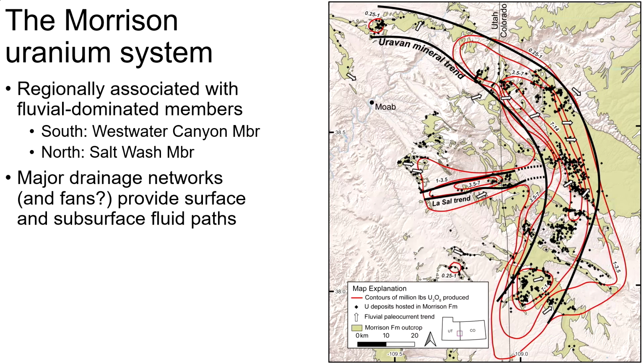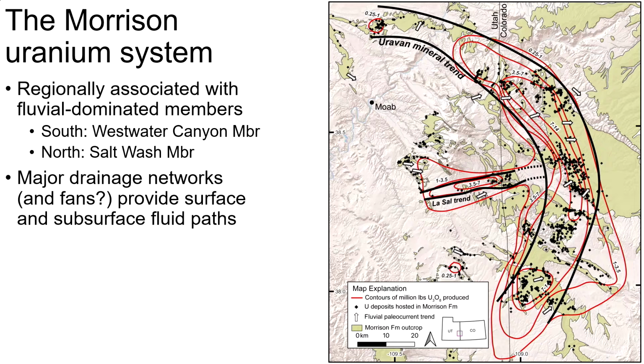So remember that square, or that rectangle. That's what we're looking at here on the right, where we can see that, again, we have the Utah-Colorado border running down the middle of that. There's an outline of the major districts of interest here. The Uravan mineral trend is that nice arcuate trend running roughly north-south. And then orthogonal to that is the La Sal trend, which is a main focus of the mapping that I've done out here. And then overlaid onto that, we can see contours of the production of uranium from these districts.